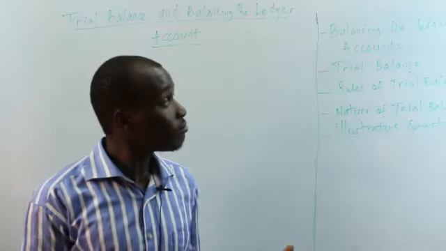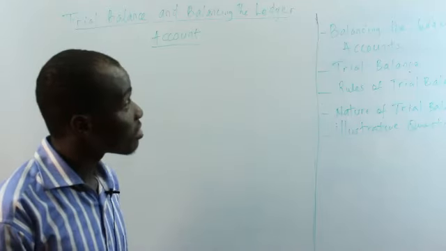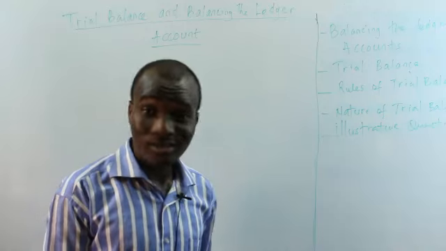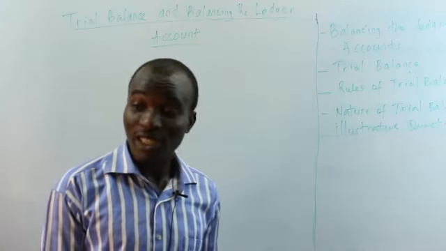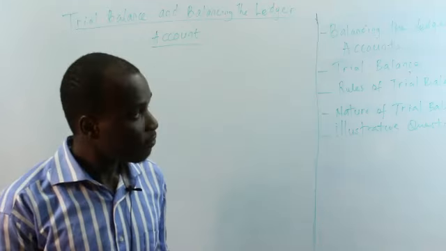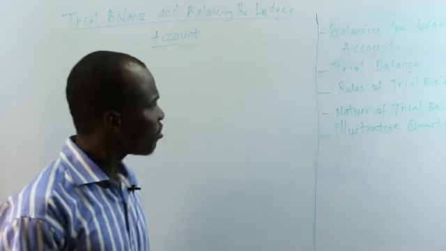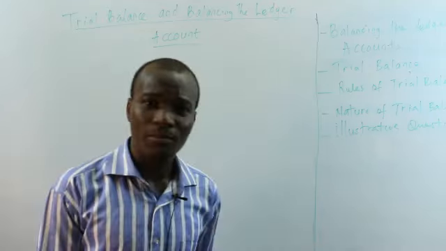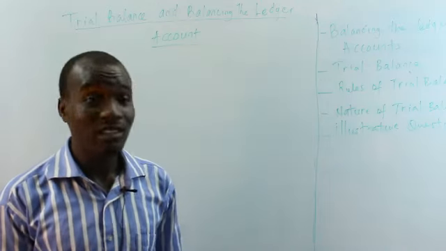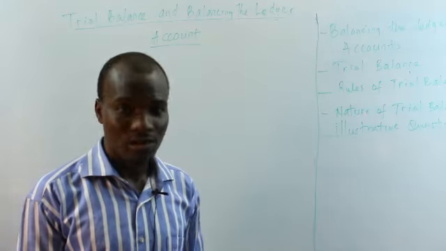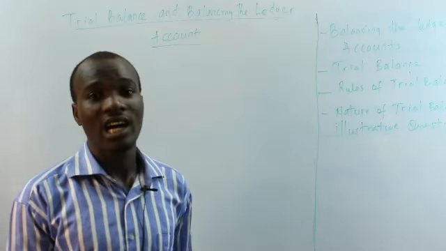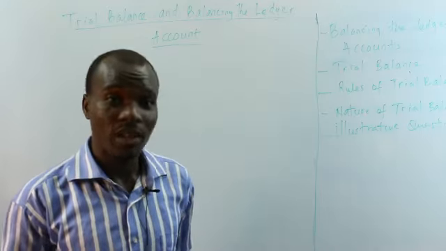As we've said in our previous classes, the ledger account is one of the principal books, the principal book rather, that contains the permanent record for all transactions. So before extracting the balance, it is necessary and mandatory that we balance our ledger accounts. While balancing the ledger account, the following rules should be applied.